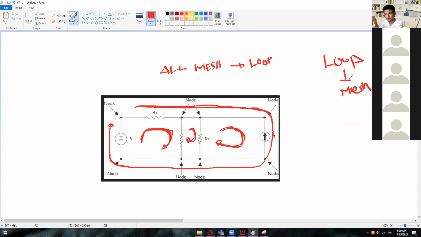So I hope we're clear with that one. Were you guys able to follow? So all in all, we have 4 loops in here, and then we have 3 meshes. At the same time, a mesh can also be called a loop, but to be specific, when you say mesh, it doesn't contain any path inside of it. Were you guys able to follow regarding the term loop and the term mesh?